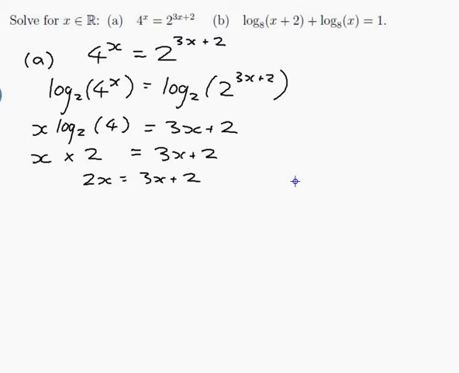And now I have an ordinary linear equation which I can solve. If I take this 2x over to the other side, subtract it from both sides that is, I'll get x here. And if I take this 2 here over to this side, the left-hand side, so subtracting 2 from both sides, I'll get negative 2. So x is equal to negative 2. And I can just check my answer. Check.